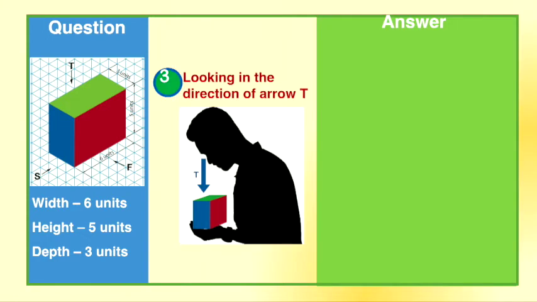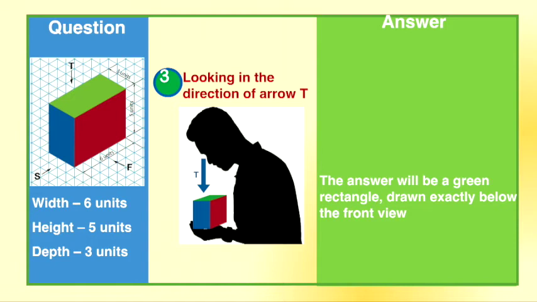After drawing the front view, you will now visualize the cuboid from another direction, that is, in the direction of arrow T from the top. What shape will you see and of which color will the shape be? What will be its size? The answer is as such.